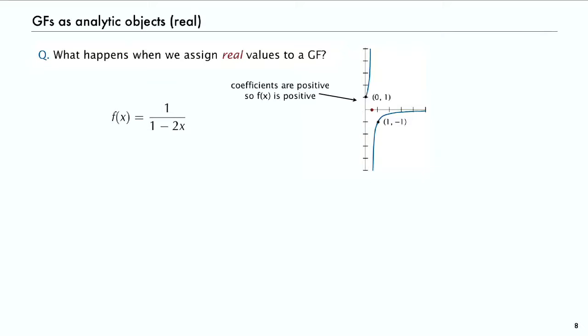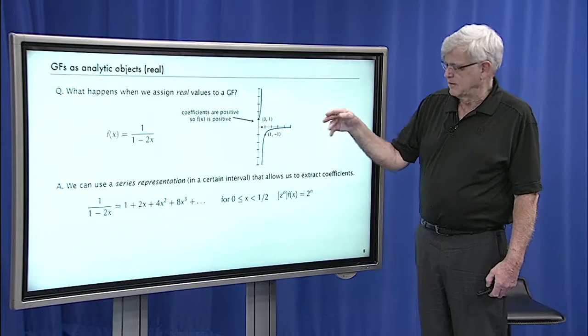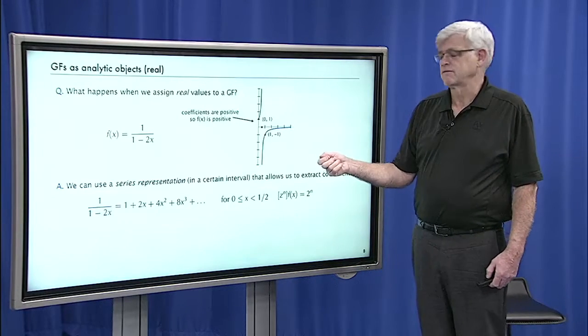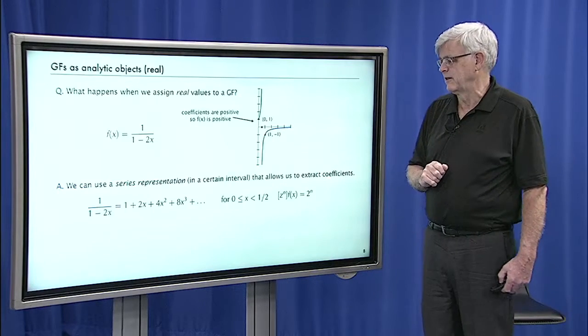Well, the coefficients are positive, so we only have to worry about the positive part of it. And we have this idea that we can use a series that's valid in a certain interval that allows us to extract the coefficients and get the answer that we want. In the case of this one, the Taylor series of that function analytically is the series 1 plus 2x and so forth. That's only valid for x less than 1/2 in this little interval here. But that validity is enough to give us what we need. When we take the coefficient of z to the n in that, we get our result, 2 to the n.